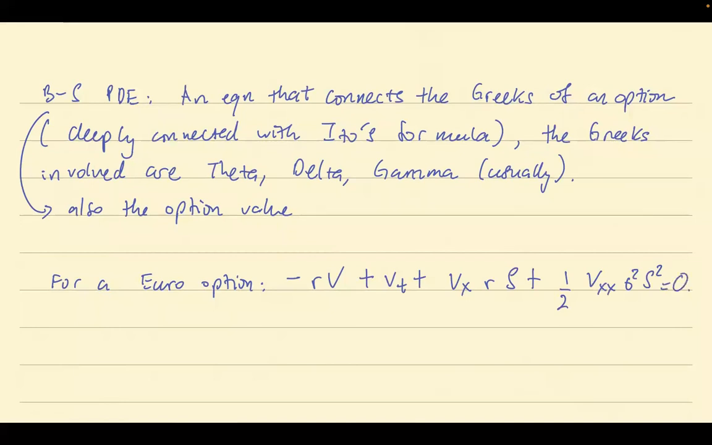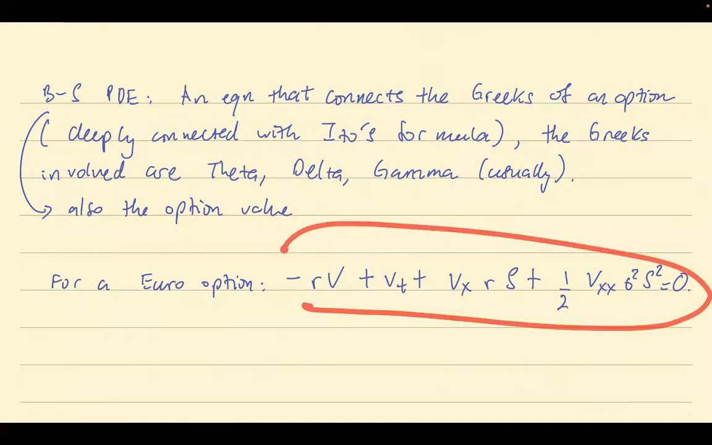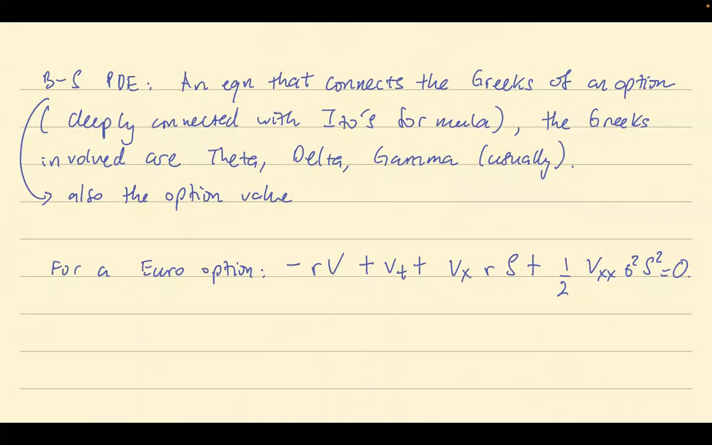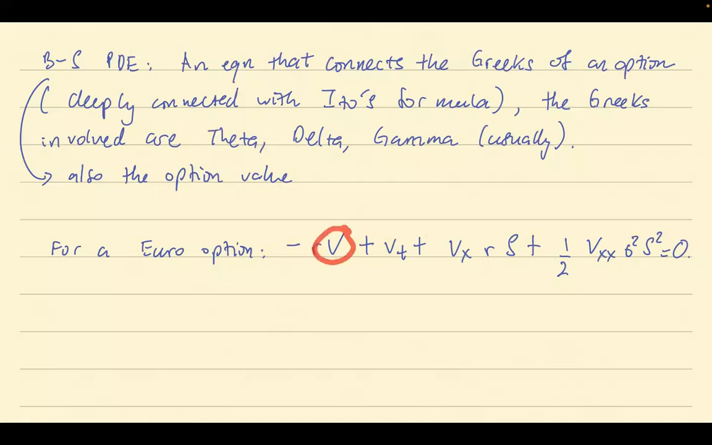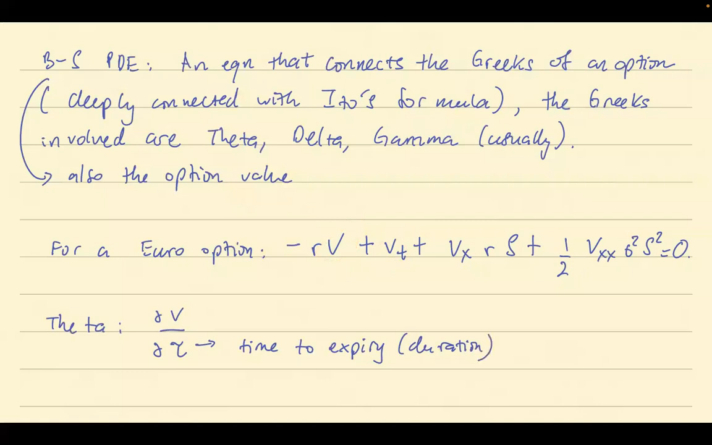Okay, so for European option it is always this. Now again, let us see what's going on. This is the option value. This is the theta. Typically speaking, theta is the derivative with respect to the time to maturity, so basically the duration, the time left. Technically speaking, tau is T minus t.